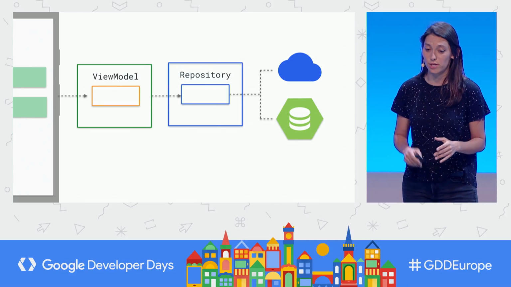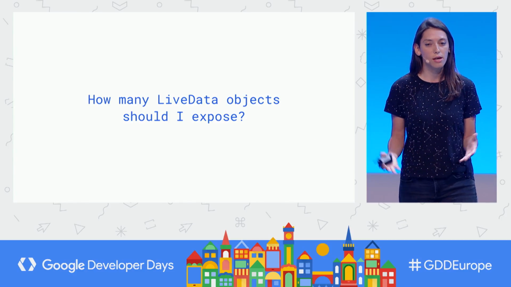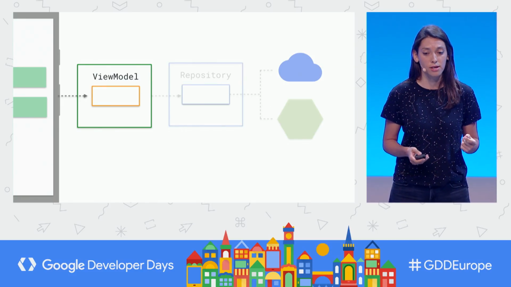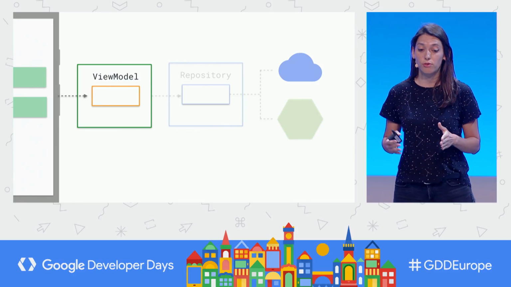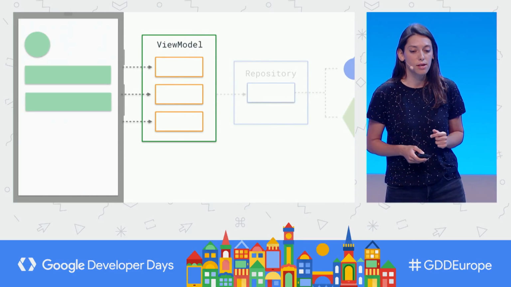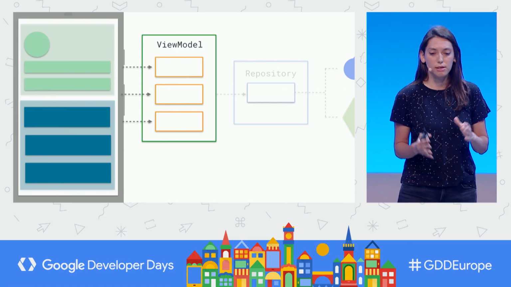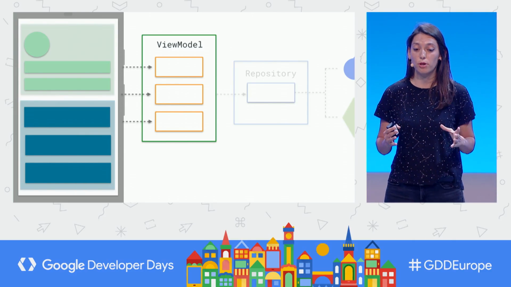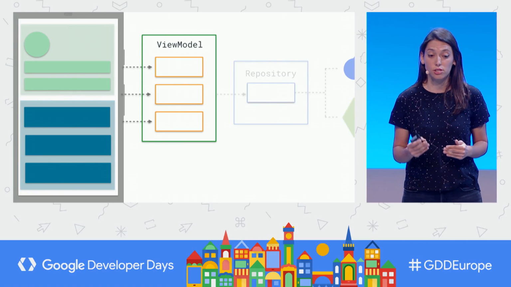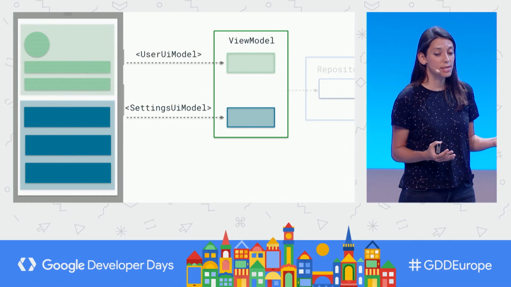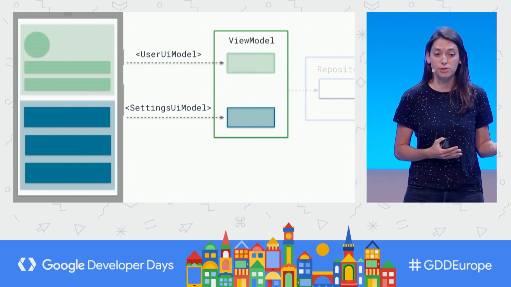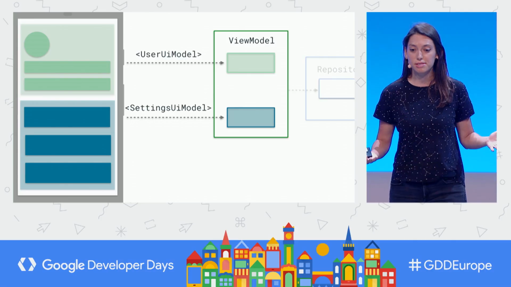But I saw that you've got a few questions about this. So, for example, how many live data objects should I expose from my view model? Let's say that the live data contains a model for the screen. Should I expose only one? Should I expose multiple? So let's say that the top part contains some user information, and then the bottom part, some general settings data. So you can see that actually these are two different logical units. So what you could do is group together these logical units. So you could expose a live data for the user info, and then another live data for the settings.